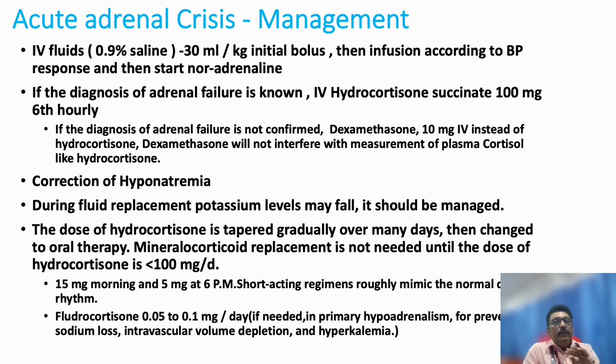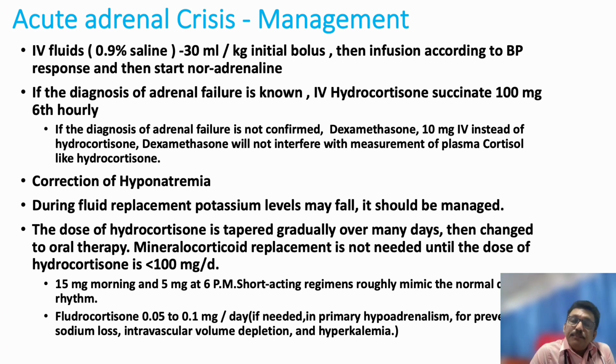Anyway, the treatment will be the same as other hypotensive conditions like blood loss or volume loss, because the main problem here is volume depletion in the intravascular compartment due to hypothalamic pituitary axis deficiency. The fluid should be given as normal saline, 30 ml per kg initial bolus, then according to the BP response, urine output and other features like CVP. Noradrenaline can be started as a second line drug.